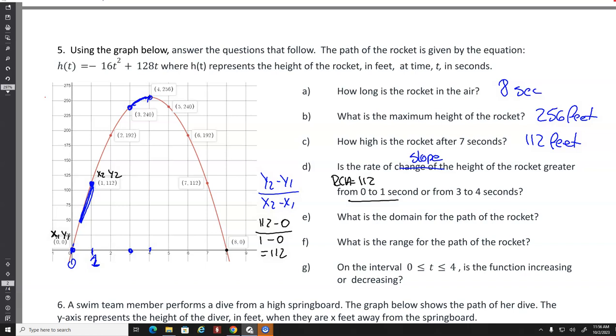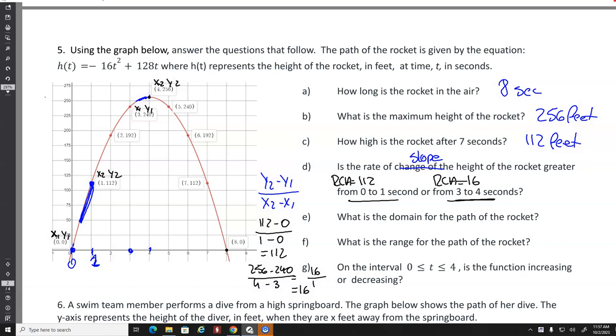Okay, rate of change. Now, from 3 to 4, again, I'm just going to pick x1, y1, x2, y2. Okay, so again, we're going to calculate it. I got 256 minus 240 divided by 4 minus 3. So that's going to be 16 over 1, which is just 16. So the rate of change between 3 and 4 is 16.